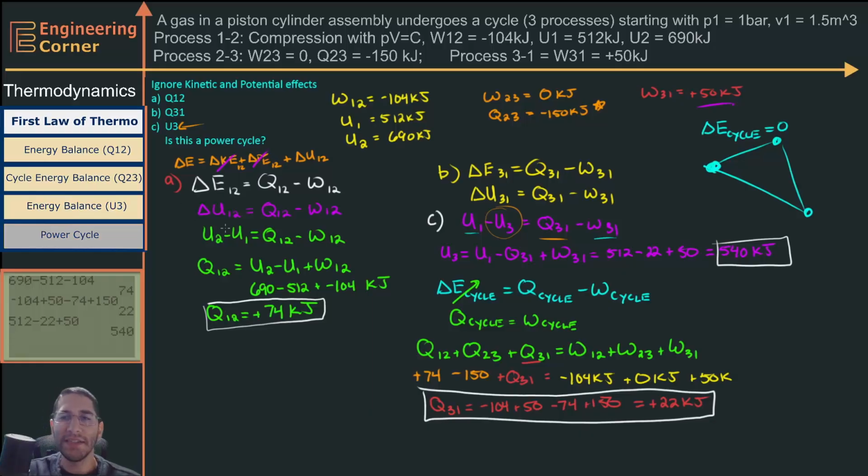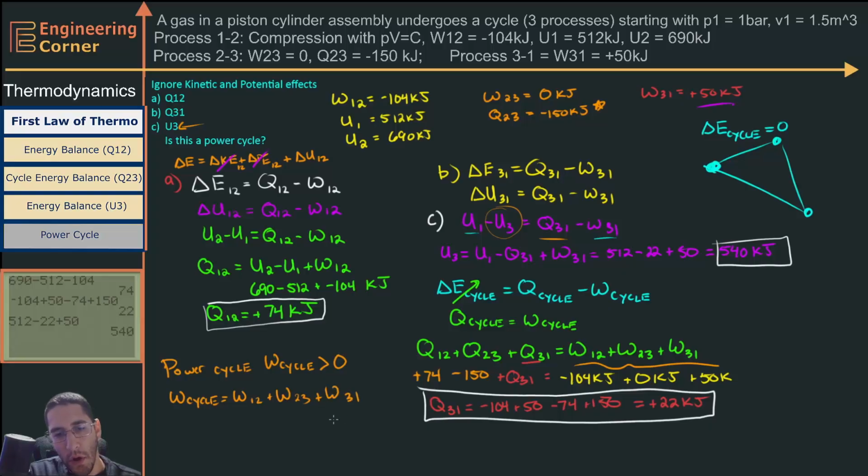Now, the last thing we're asked to do is we're asked to figure out, is this a power cycle? A power cycle requires that the work of the cycle be greater than 0. So we just have to add up these over here. So we'll have the work of the cycle is equal to work 1 to 2 plus work 2 to 3 plus work 3 to 1.